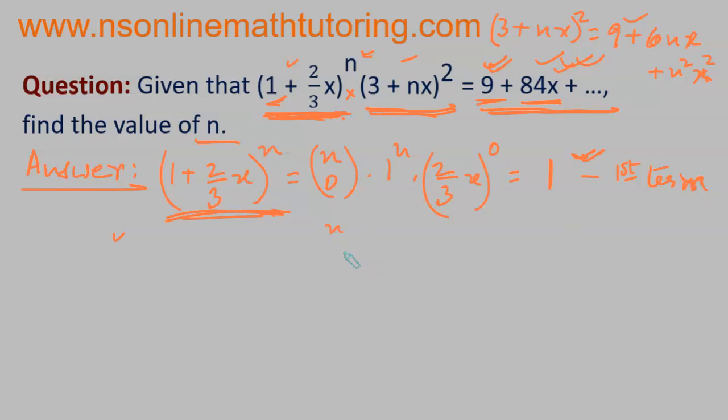Second term will be nC1 times 1 raised to the power of n minus 1 times 2 over 3 times x raised to the power of 1. And nC1 is equal to n. 1 raised to anything is 1, and 2 over 3 x. So this is equal to 2 over 3 nx. This is the second term.